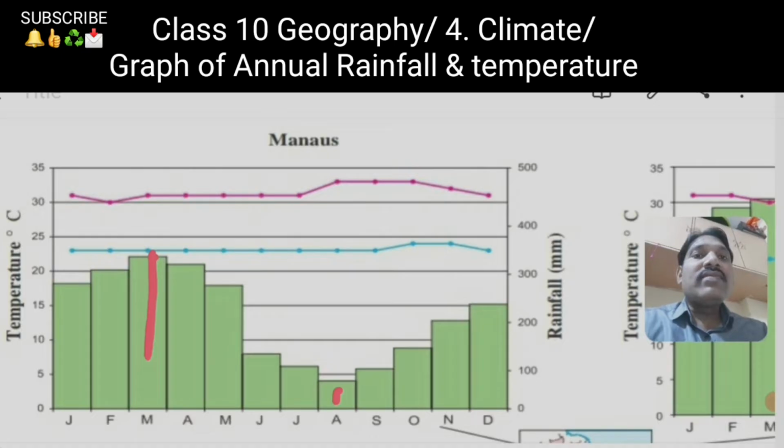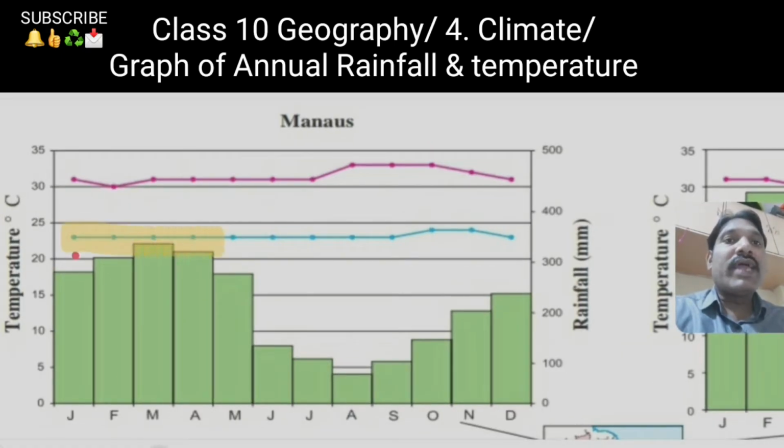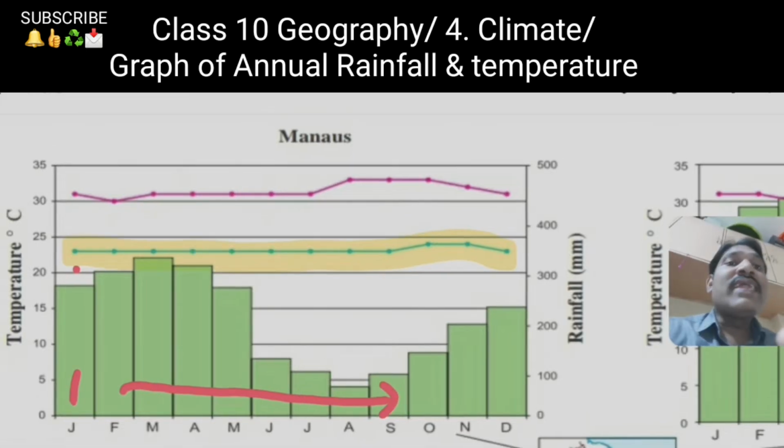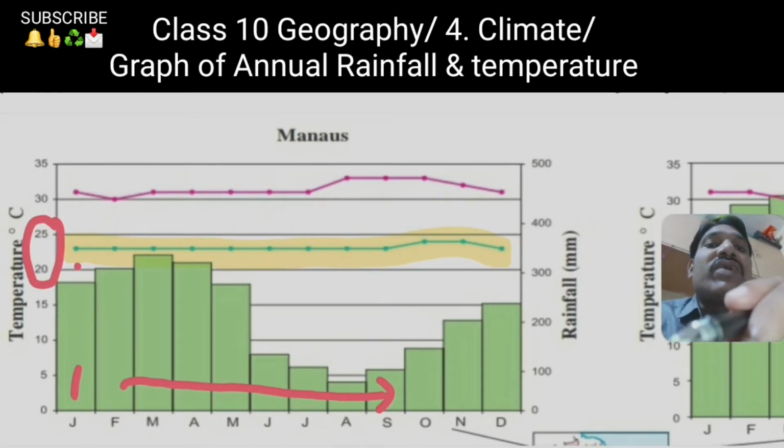Now we can see the blue line here. The blue line shows the minimum temperature. On an average, from January to September we have the same temperature, for example between 20 to 25 degrees centigrade. Here we can see the straight line.